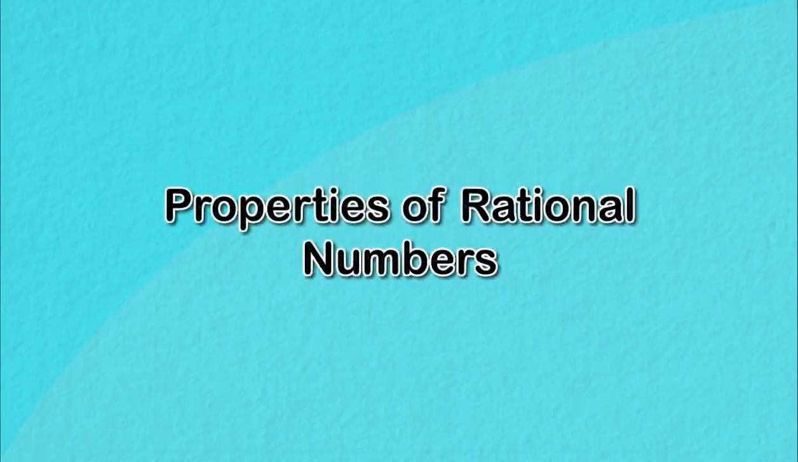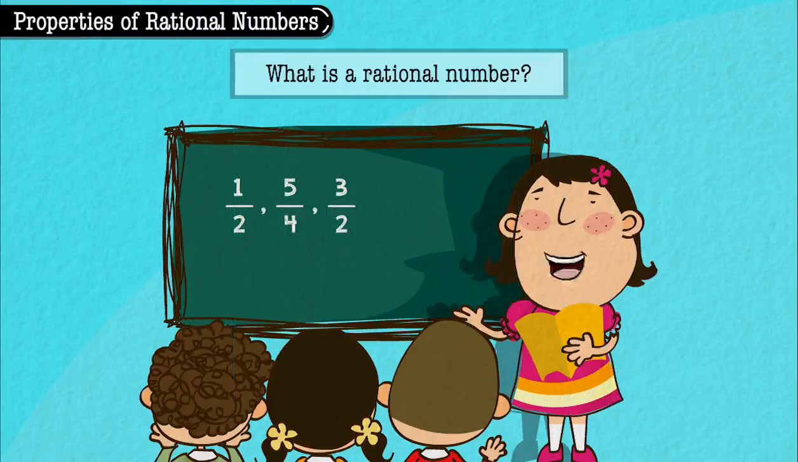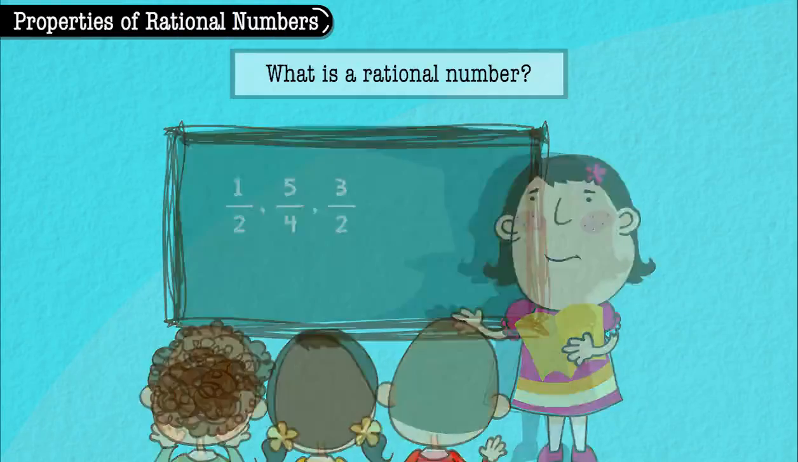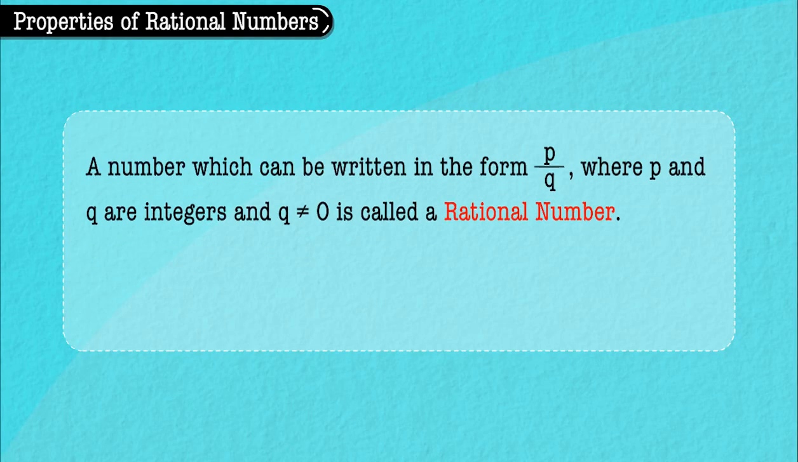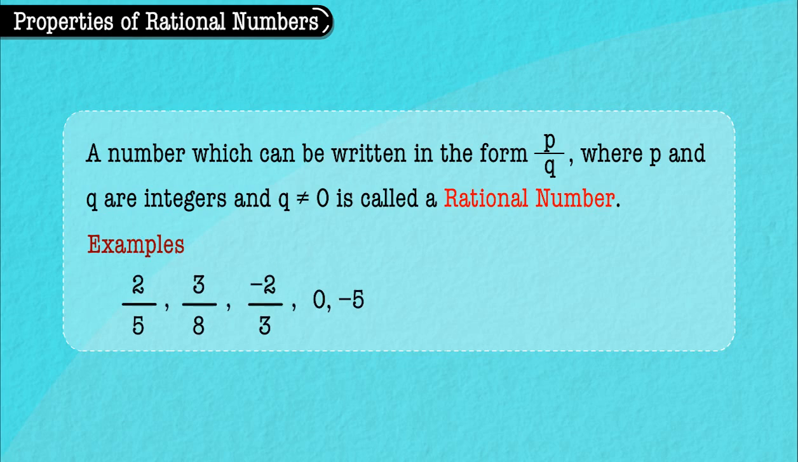Properties of rational numbers. What is a rational number? A number which can be written in the form p by q, where p and q are integers and q not equal to 0 is called a rational number. Numbers like 2 by 5, 3 by 8, -2 by 3, 0 and -5 all are examples of rational numbers.